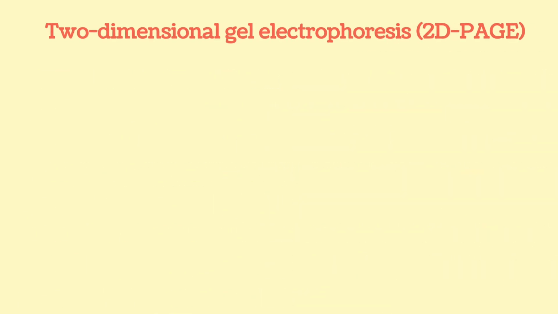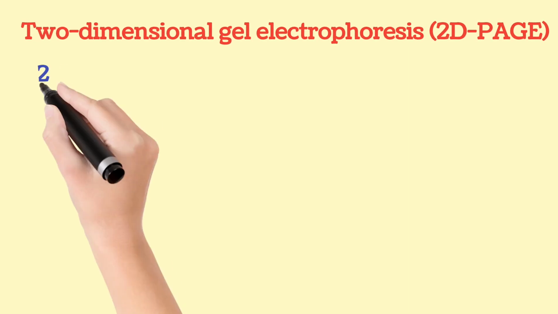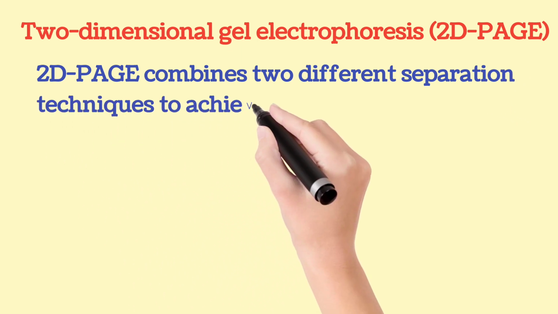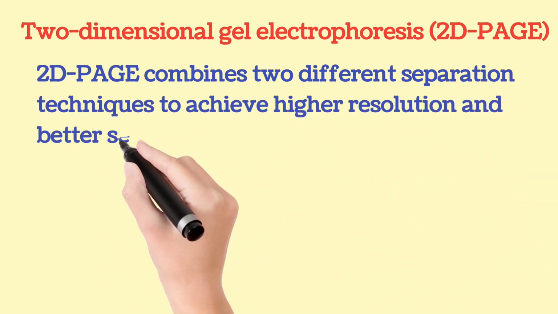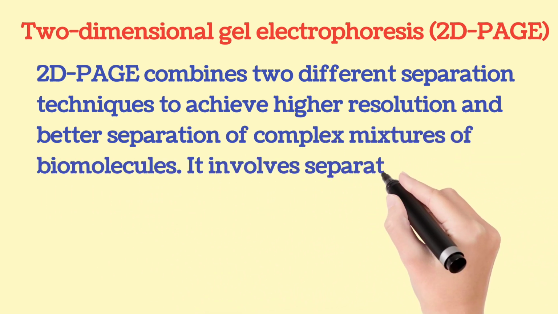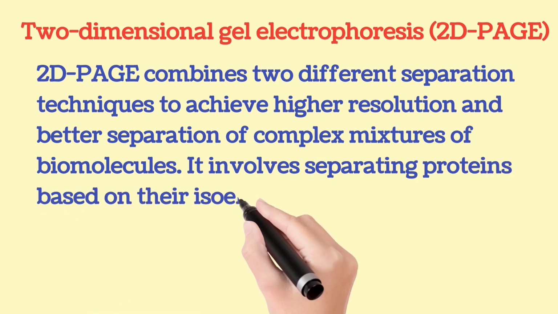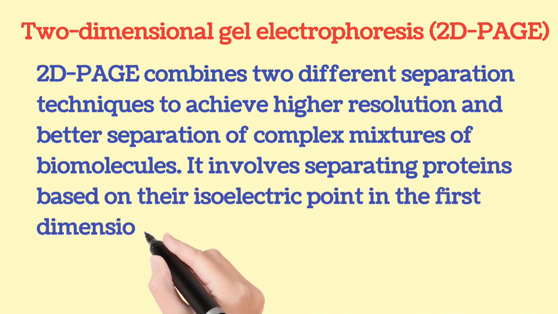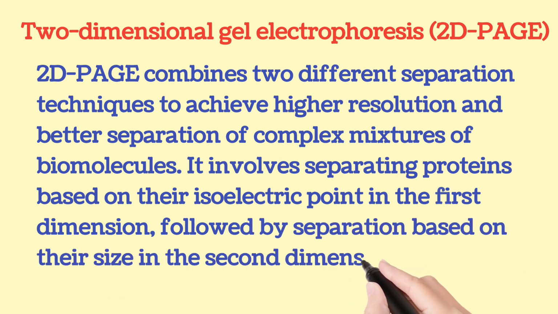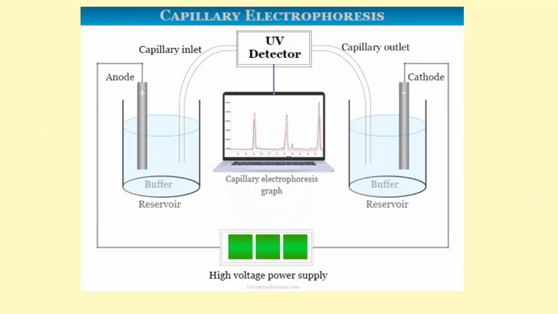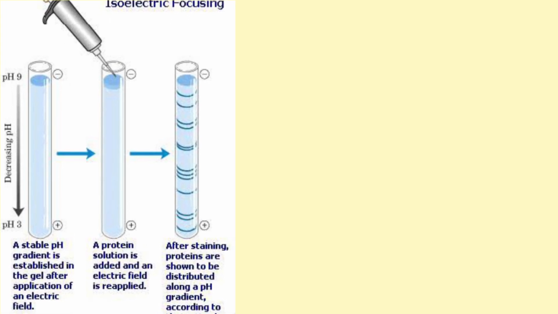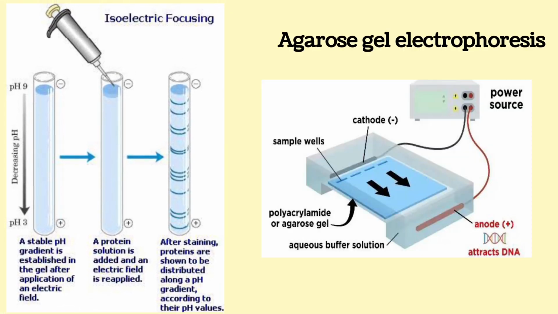5. Two-dimensional gel electrophoresis. 2D PAGE combines two different separation techniques to achieve higher resolution and better separation of complex mixtures of biomolecules. It involves separating proteins based on their isoelectric point in the first dimension, followed by separation based on their size in the second dimension. Each type of electrophoresis has its own advantages and limitations, and the choice of technique depends on the specific biomolecules being studied and the research goals.